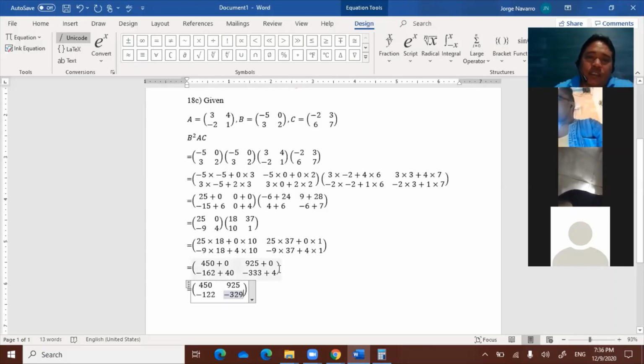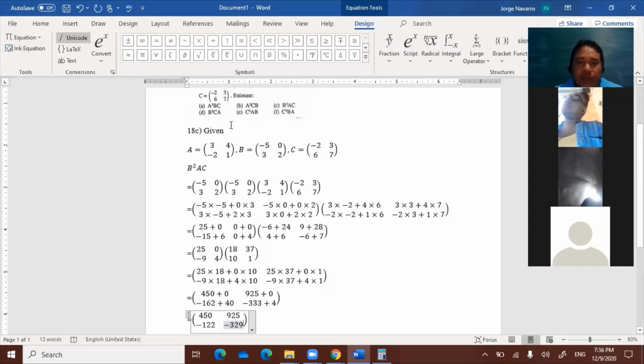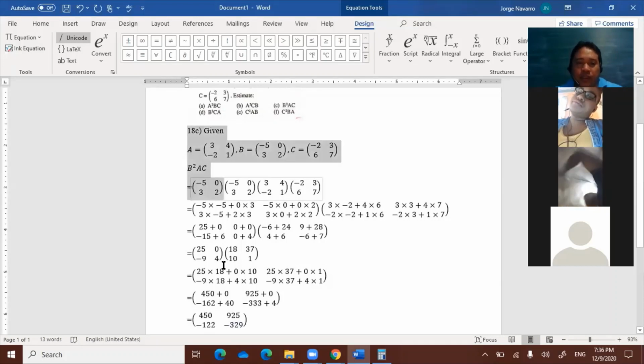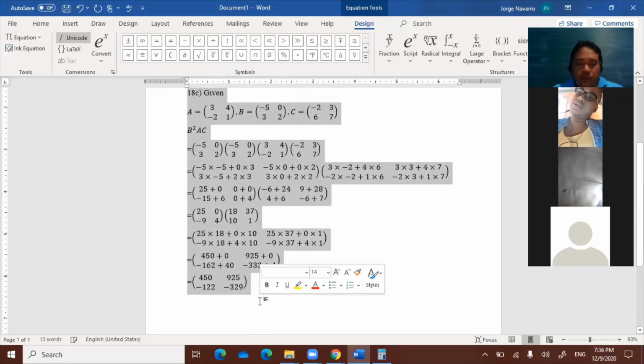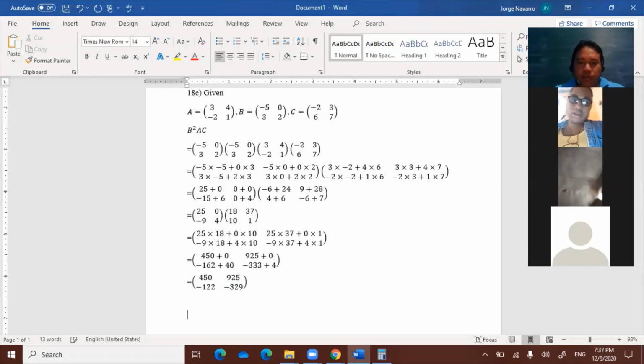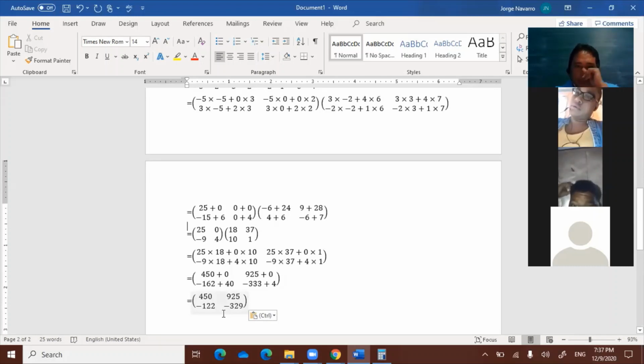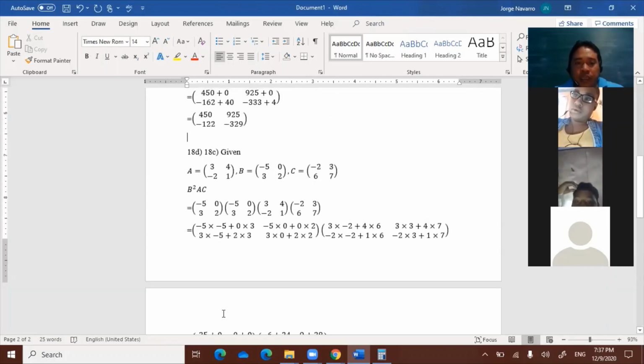All right, let's look at the next one, the second part of this. The next one says b squared CE. What I'll do is copy this whole thing and use it to do 18D. All I'm going to do is change the numbers. So we're given that, so that is there.